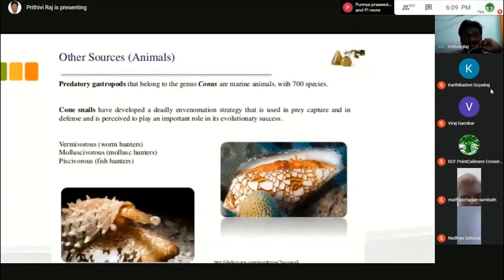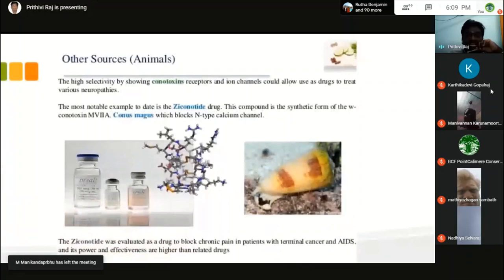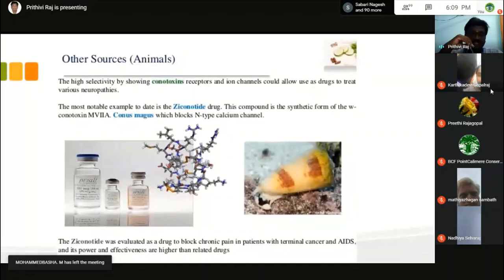I don't want to go too deep as a biologist. I want to say what the types of Conus are: vermivorous, mollusk-eating. The drug product that comes from them is conotoxins. That is called ziconotide, which is obtained from Conus magus. It is one of the important drugs used for receptors and ion channels, and for nervous problems also.